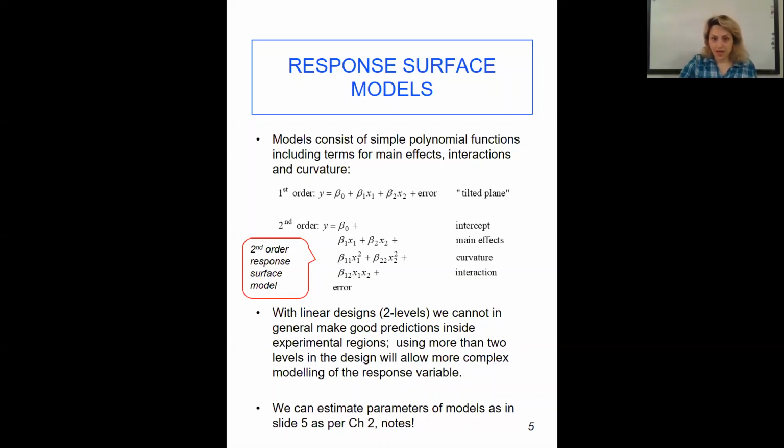With a linear design with 2 levels, we cannot in general make good predictions inside the experimental region. Using more than 2 levels in the design will allow more complex modeling of the response variable. We can estimate all of these parameters, beta 0, beta 1, and so on, from the equations that we had in chapter 2.